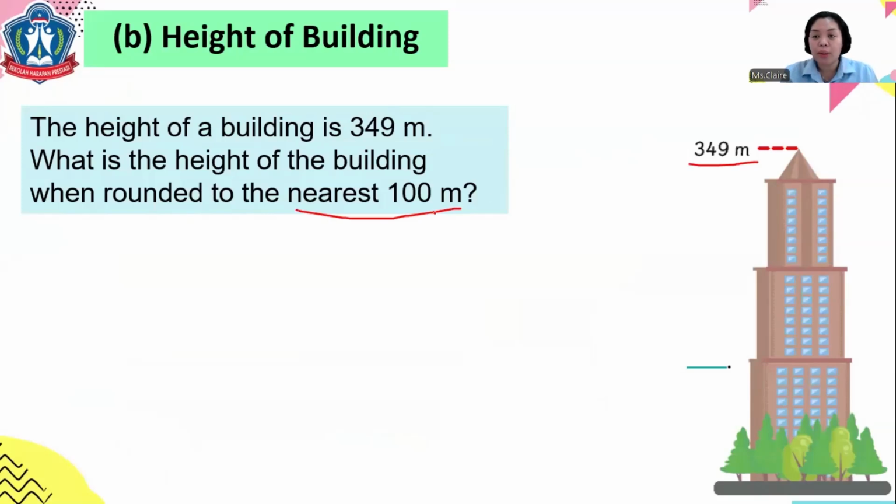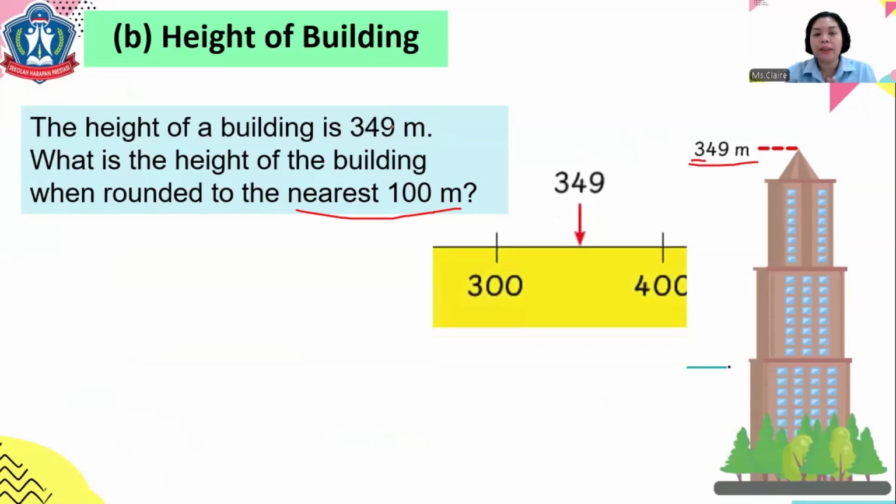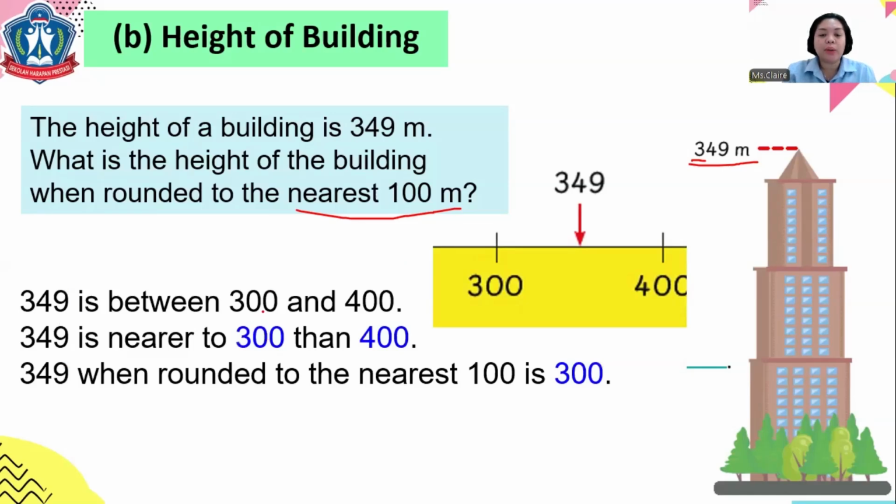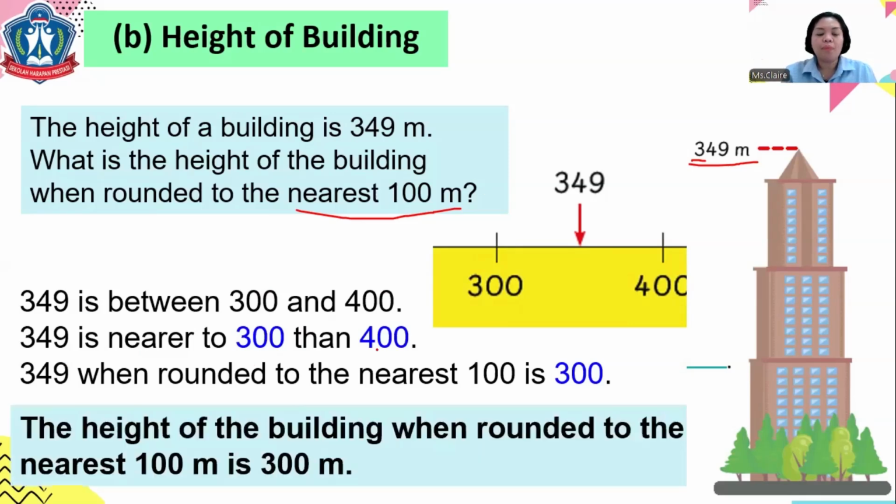Now we are talking about the nearest 100, so we will check the 300. Using our number line, 349 is around here. It's almost halfway, right? 349 is between 300 and 400. 349 is nearer to 300. Why? Because it does not reach the half. What is the half of 300 and 400? That is 350. So it does not reach the halfway, so it is still closer to 300. The height of the building when rounded to the nearest 100 is 300 meters.